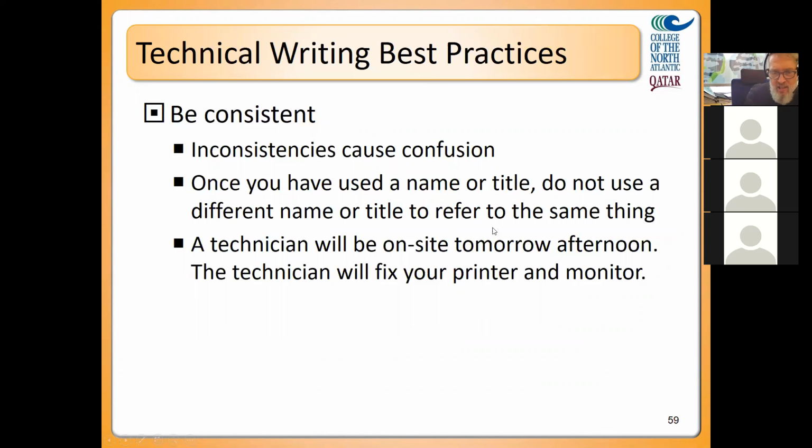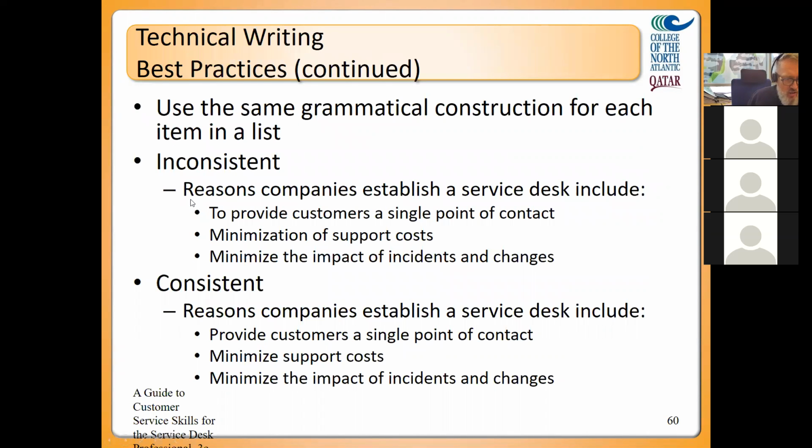Now, the consistency thing, there's a nice example in the next slide about consistency. In our English construction, the way that we put together our words in a paragraph, we have many different options that we can use. We don't want to mix them up. And so here's an example of that being mixed up: to provide customers with a single point of contact, minimization of support costs. See, we're using different constructions of our points in this one, right? To provide, minimization, minimize the.